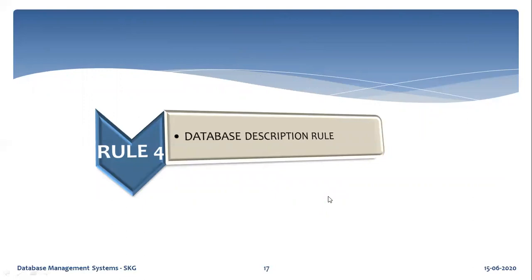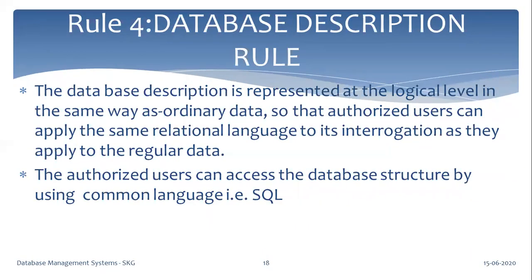Database description rule. The database description is represented at a logical level in the same way as ordinary data. Description means what the attributes are, what the type of each is, what the length of it is. That is again a description. That description also we have to provide to an authorized user. If the user is authorized, we have to provide the description of that particular table or database. The authorized user can access the database structure by using a common language, SQL.